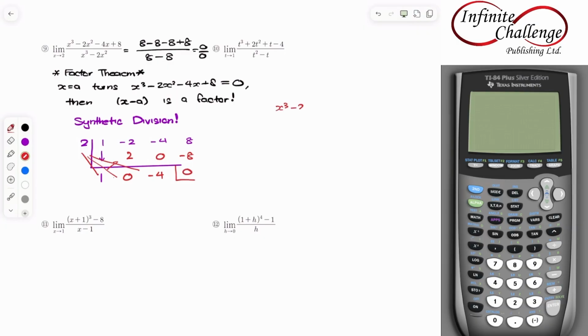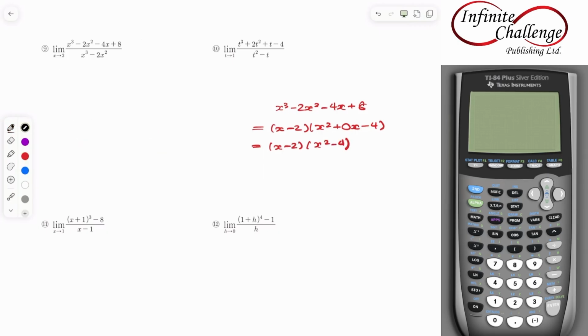X cubed minus 2x squared minus 4x plus 8 can be factored into x minus 2 times x squared plus 0x minus 4, aka x minus 2 times x squared minus 4. Now let's apply that to what we have so far, in which that limit as x approaches 2 of the new numerator x minus 2 times x squared minus 4 over x cubed minus 2x squared.